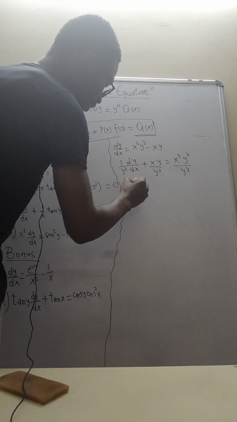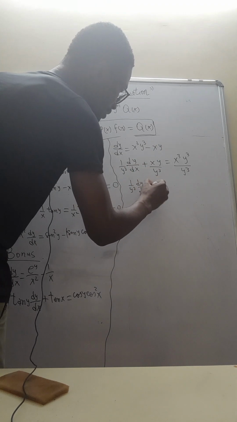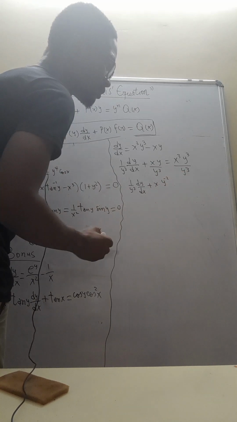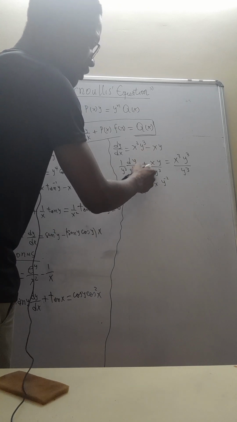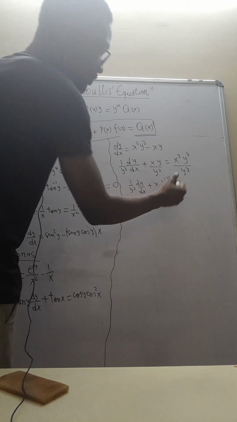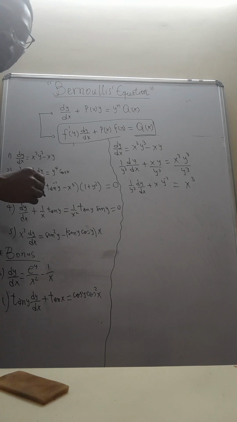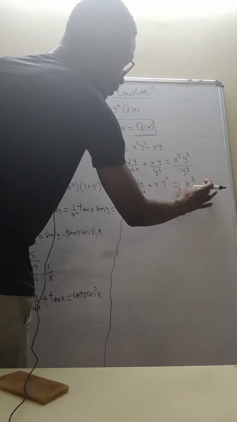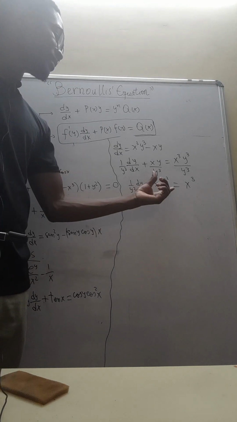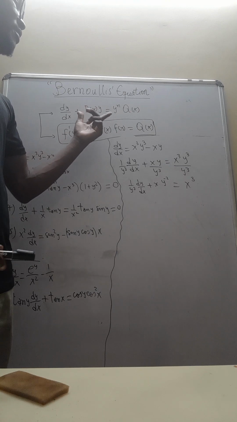So what will I get? I will get 1 by y cubed dy/dx plus x times y to the minus 2. This and this will be cancelled out, so this will just be y to the power 1 minus 3, which is minus 2. Then the term in x only remains, x cubed. As you can see, this looks like the form of Bernoulli's equation.